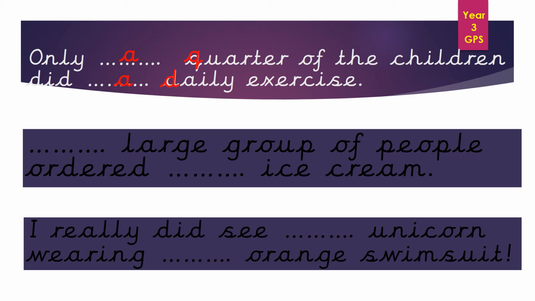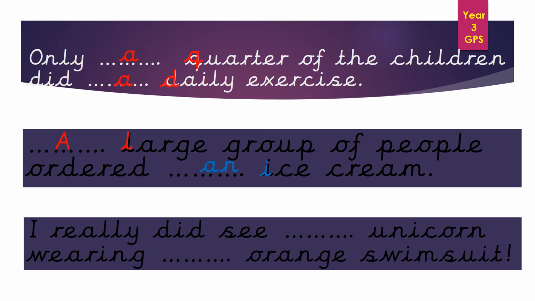Let's look at the next sentence. Something large group of people ordered something ice cream. So the adjective large, does it begin with a vowel or a consonant? It begins with a consonant, so the word at the beginning of the sentence needs to be a, and don't forget the capital letter. A large group of people ordered ice cream. That word ice, does it begin with a vowel or a consonant? It begins with a vowel, so the word before it needs to be... Of course it does. An. A large group of people ordered an ice cream.